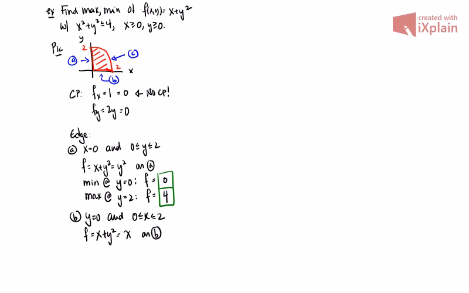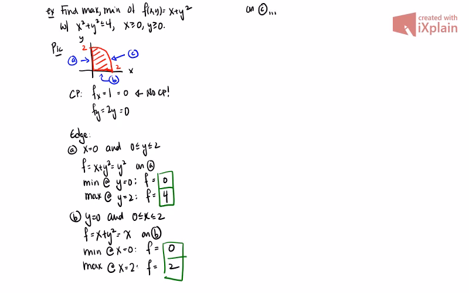Again, on B specifically, the minimum will occur at x equals 0, which will be f equals 0, and the maximum will be at x equals 2, which will be f equals 2. So likewise, box those up, those are the values. And then we go to this last edge piece.